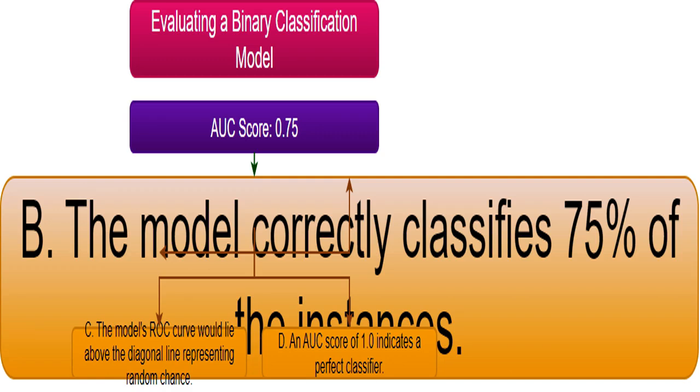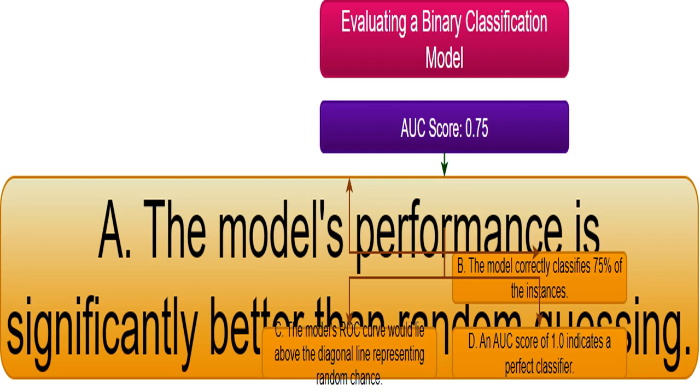This is incorrect. AUC doesn't directly tell us the percentage of correct classifications. That's accuracy. AUC measures how well the model ranks positive instances higher than negative ones. This is true. AUC is the area under the ROC, receiver operating characteristic, curve. If the AUC is above 0.5, the curve sits above the diagonal line, representing a random classifier.